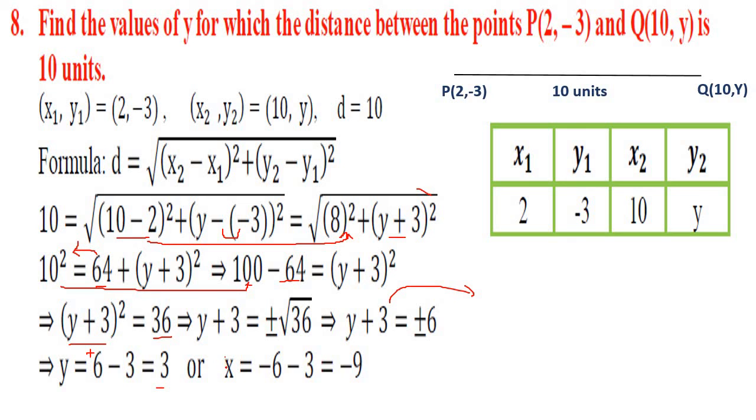Again, y is equal to minus 6 minus 3, because two roots are there: first we take plus, then we take minus. Minus 6 minus 3 is equal to minus 9. Therefore the value of y may be either 3 or minus 9. So this is how we can find the missing coordinate, either x or y, using the distance formula.